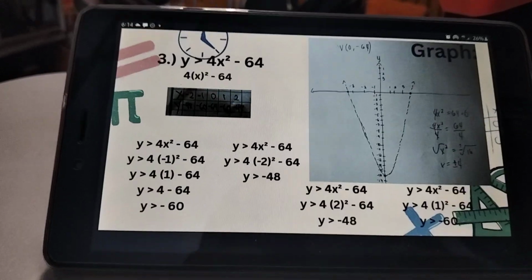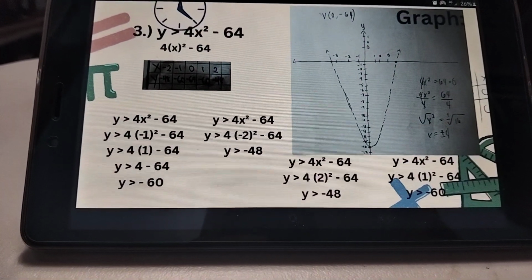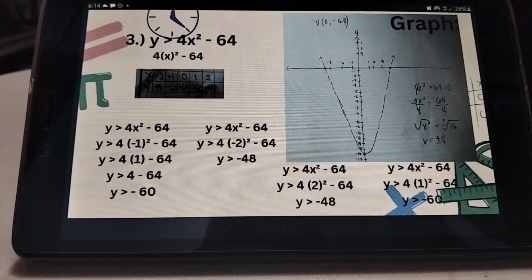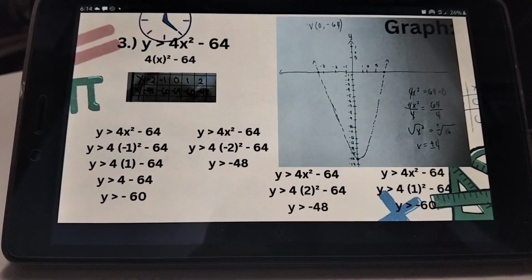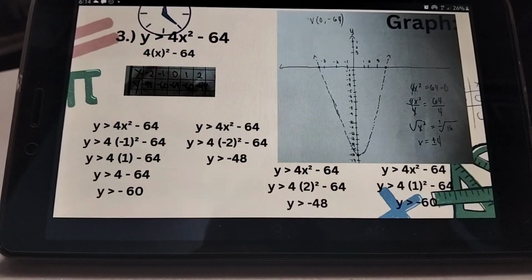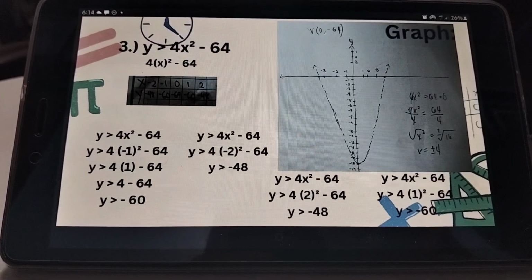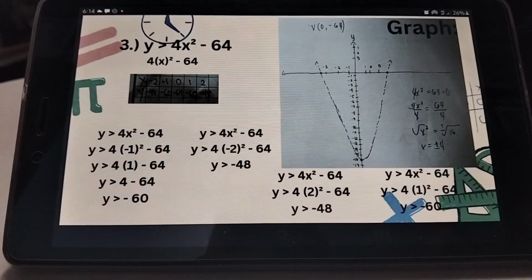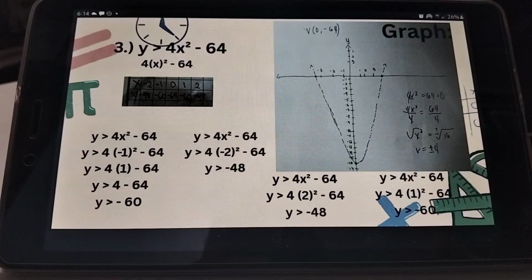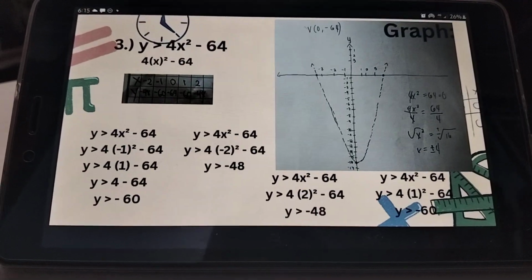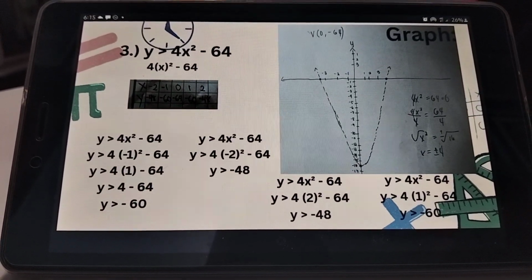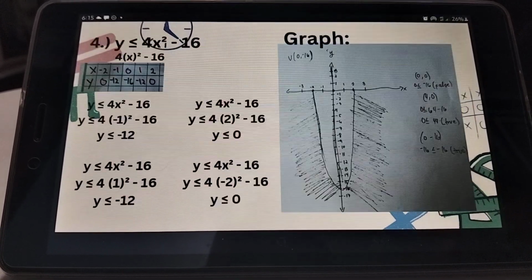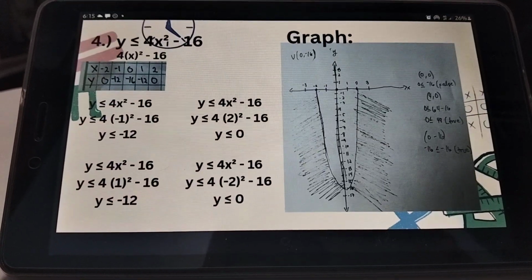The graph forms an upward opening parabola. Because the inequality is greater than, we used a dashed parabola. Since y is greater than the parabola, we shaded the entire region above the curve. Here, it shows our graph and our solutions. Let's now move on to our last number.